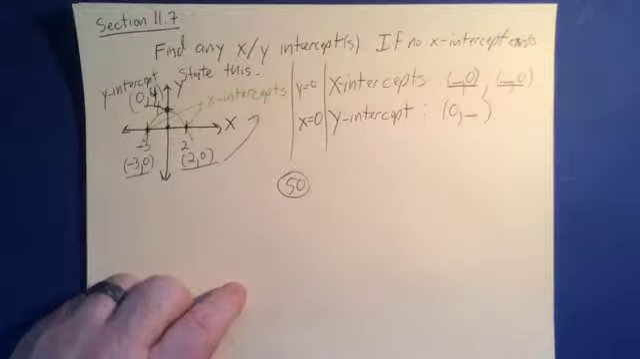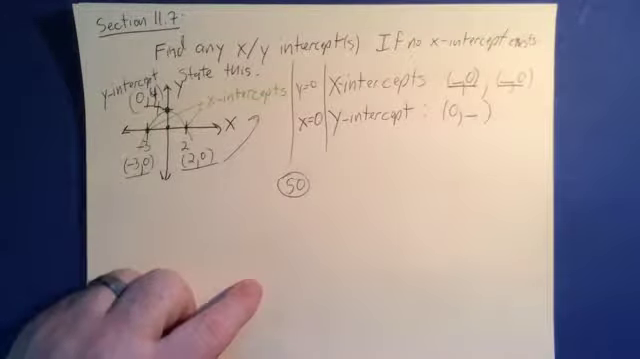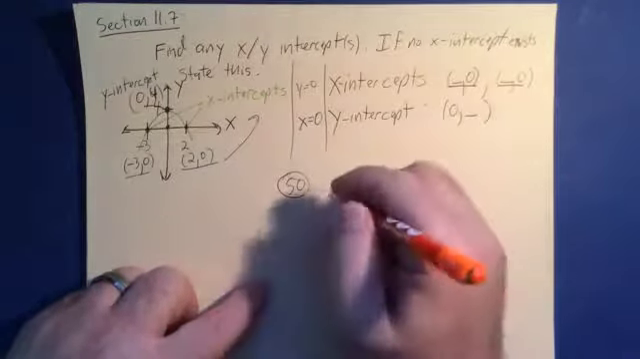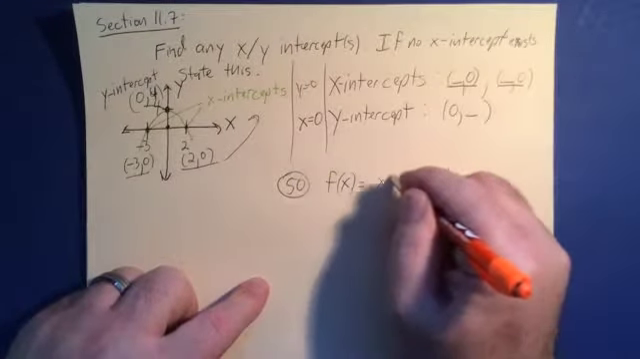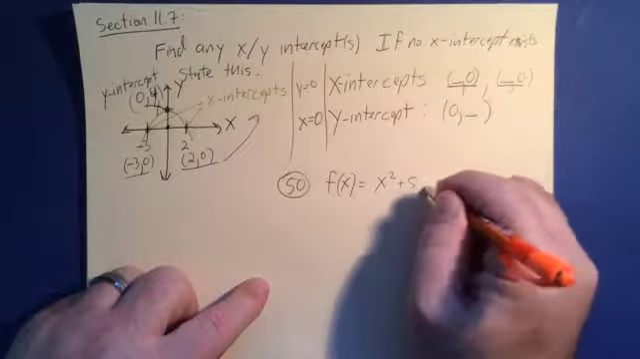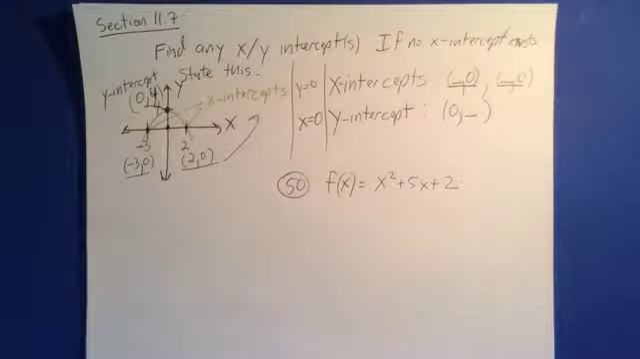Here we're asked to find the x-intercepts and the y-intercept. There should be a y-intercept, but maybe there will and maybe there won't be any x-intercepts. So let's go ahead and take a look. We have the first function. f of x is equal to x squared plus 5x plus 2.